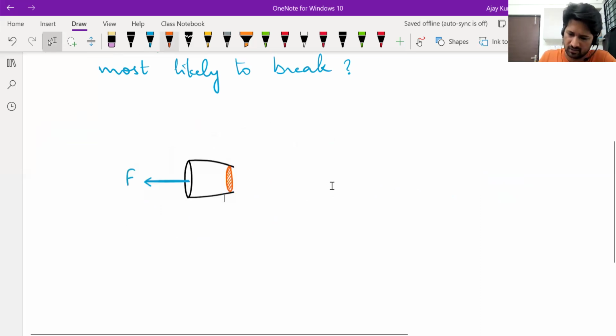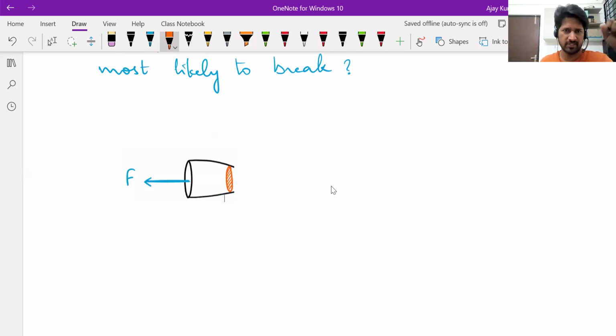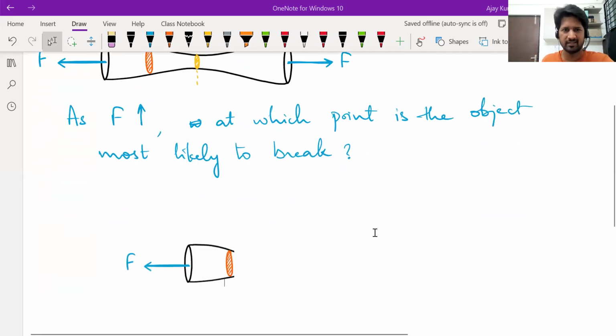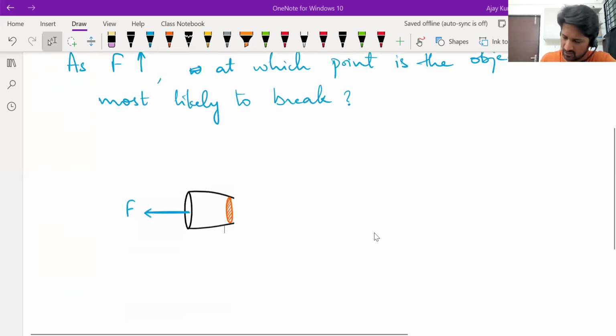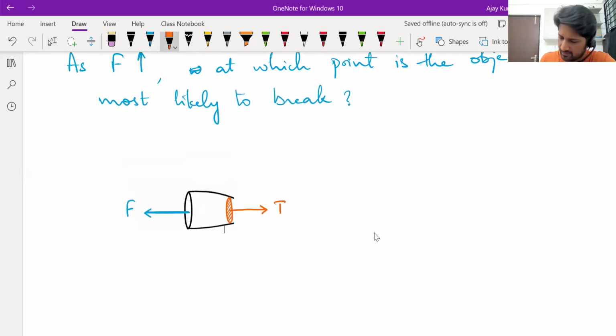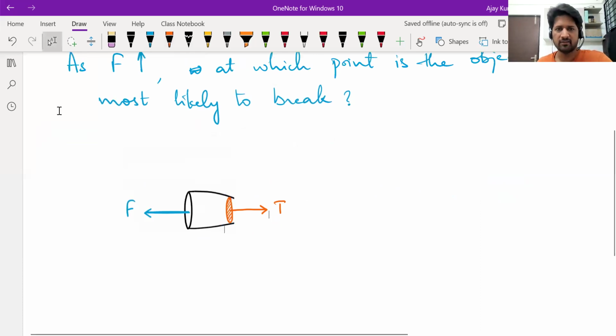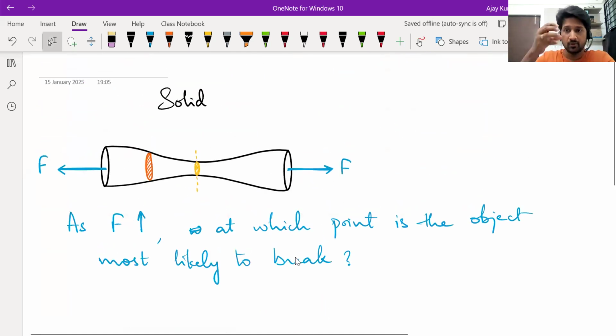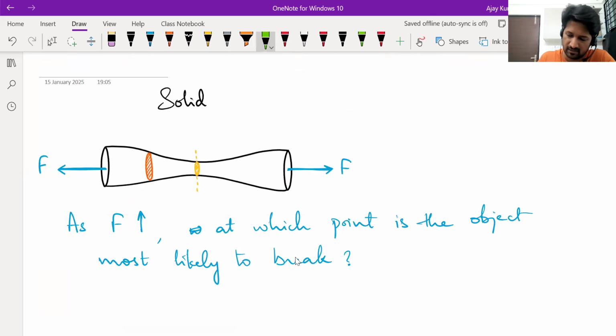Okay, if you consider that orange cross section, now you are trying to stretch the object by applying outward forces like this. So there will be a tension developed in it. So on that orange cross section, there will be a tension acting this way. And the entire solid object is in equilibrium, means this part will also be in equilibrium. That means tension will be equal to the force you applied, F. So basically what it means is you are generating the same tension equal to F everywhere in this object. On every cross section of this object, the tension generated is the same.